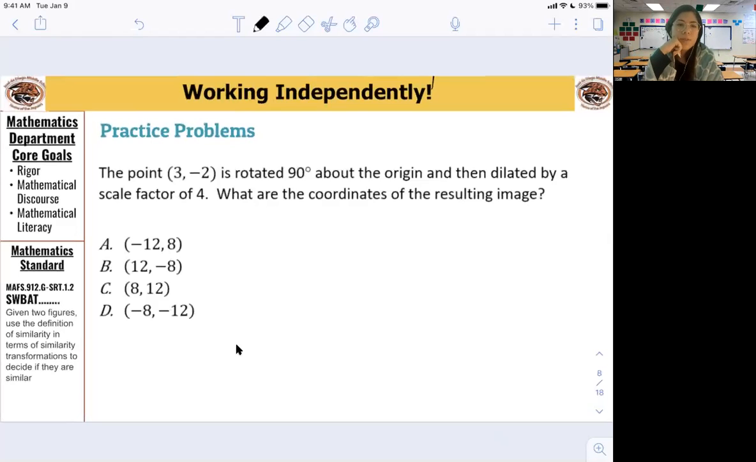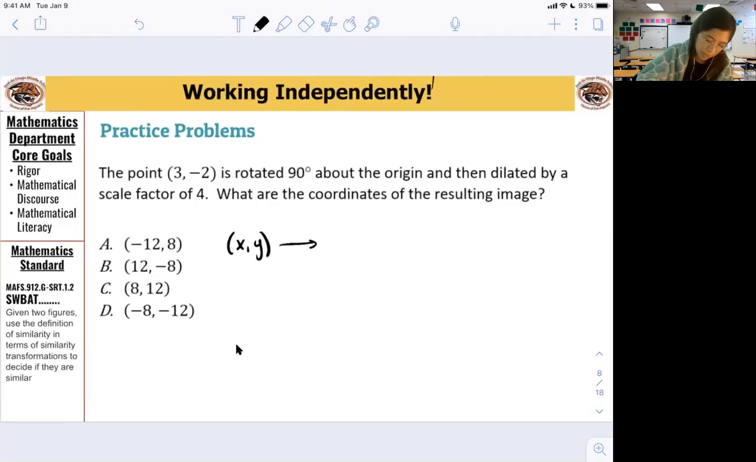The point 3 comma negative 2 is rotated 90 degrees about the origin and then dilated by a scale factor of 4. What are the coordinates of the resulting image? Okay. Rotation, dilation. Remember what I said, the rules for transformations, I know we learned them back in the day. They're making a comeback. If you don't have them memorized at this time, please review them, especially over the weekend, okay? So rotation and reflection, most important, make sure you memorize those. So I know that I'm doing 2 transformations, right?